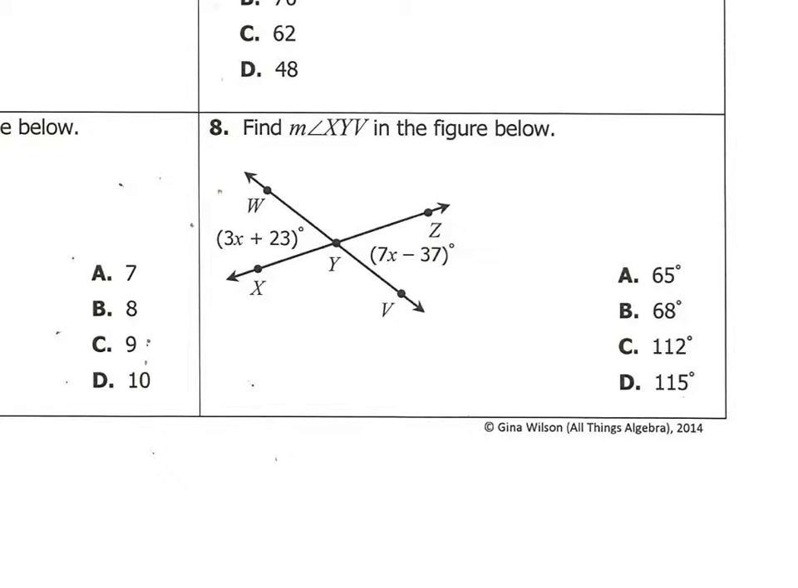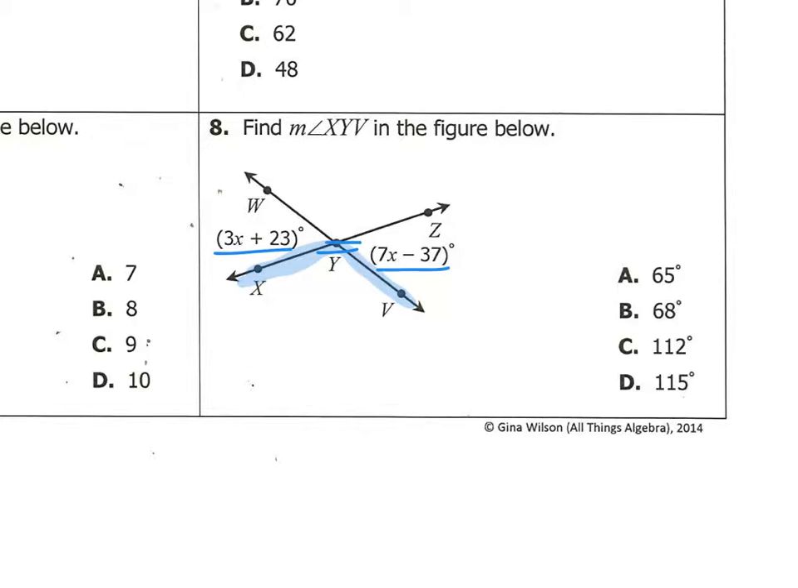Number 8, we want to find the measurement of XYV. So XYV is this angle here. Now, in order to do that, you need to take this part and set them equal to each other and solve for x. Because they're vertical angles. They're back to back, which means they're equal. So set them equal to each other, solve for x. Plug it in, here or here, doesn't matter which one, and find how many degrees this angle is. Okay, you just need one of them.